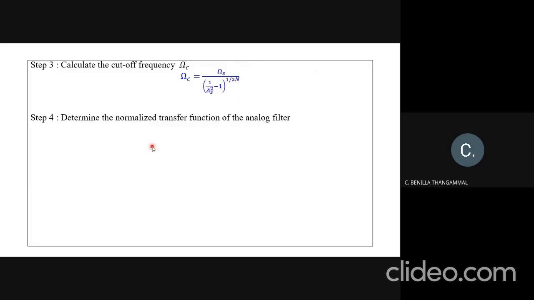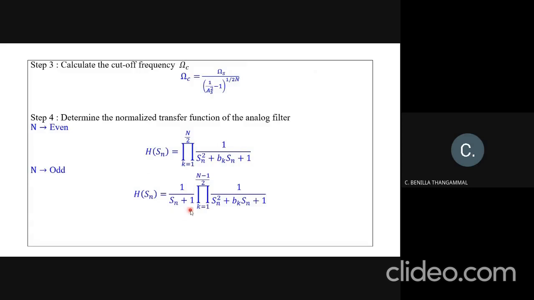So step 4 is to calculate your normalized transfer function. You have two formulas, for n even and for n odd. For n even, your normalized transfer function is the product for k equal to 1 to n by 2 of 1 divided by s square plus bk s plus 1. If it is odd, it is 1 by s plus 1 times the product for k equal to 1 to n minus 1 by 2 of 1 divided by s square plus bk s plus 1. So here your bk value is given by this formula. Your calculator should be in radian mode, compound mode as well as radian mode.